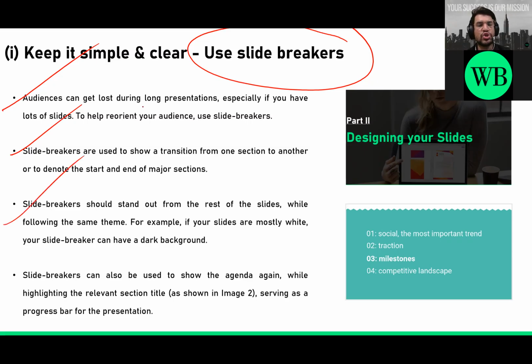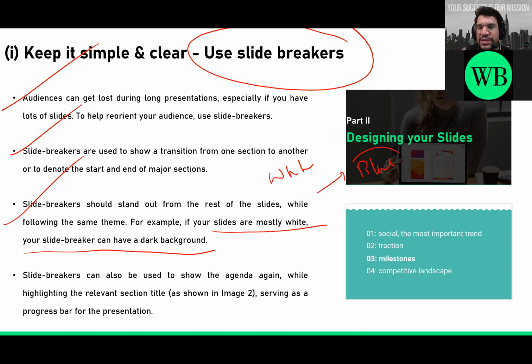Slide breakers should stand out from the rest of your slides while following the same theme. For example, if your slides are mostly white, your slide breaker should have a dark background. This is exactly what we do in our presentations. All our slides are white, and only our slide breakers are black, right? So that's exactly what you can do. And this example is an example where a slide breaker can also be used to show the agenda again, while highlighting the relevant section, serving as a progress bar for the audience, right?